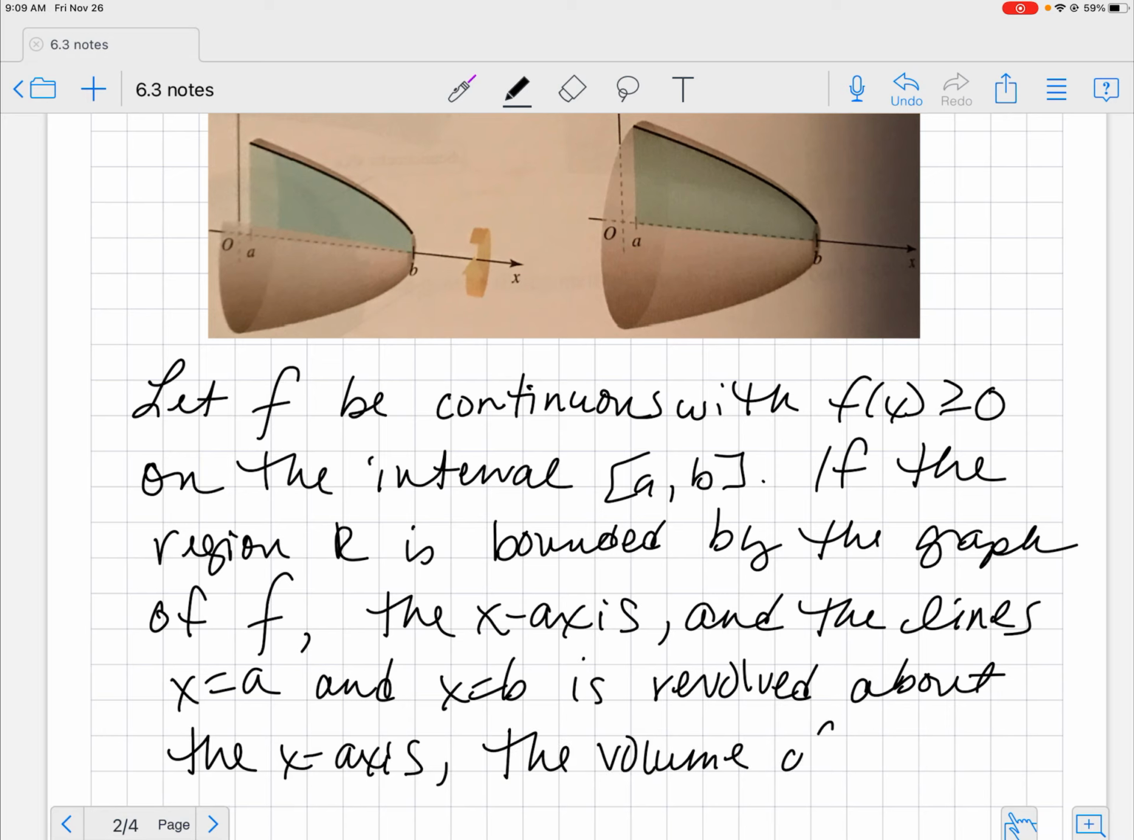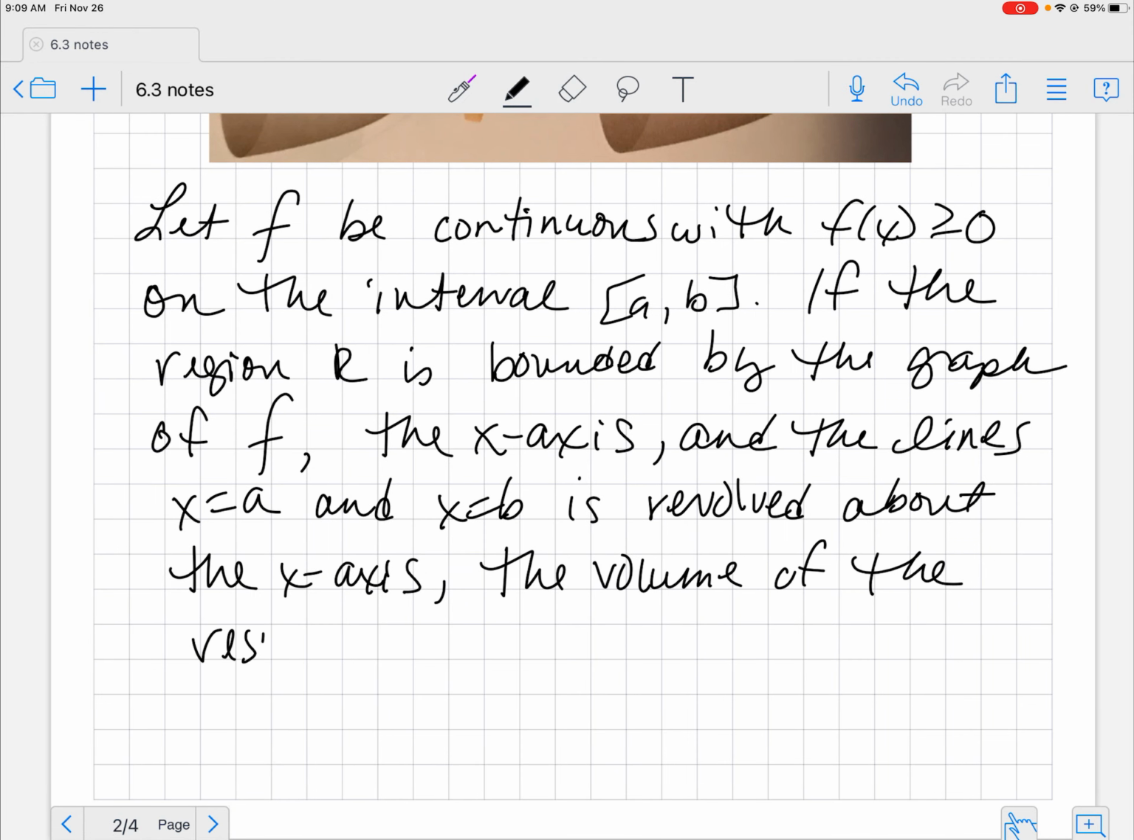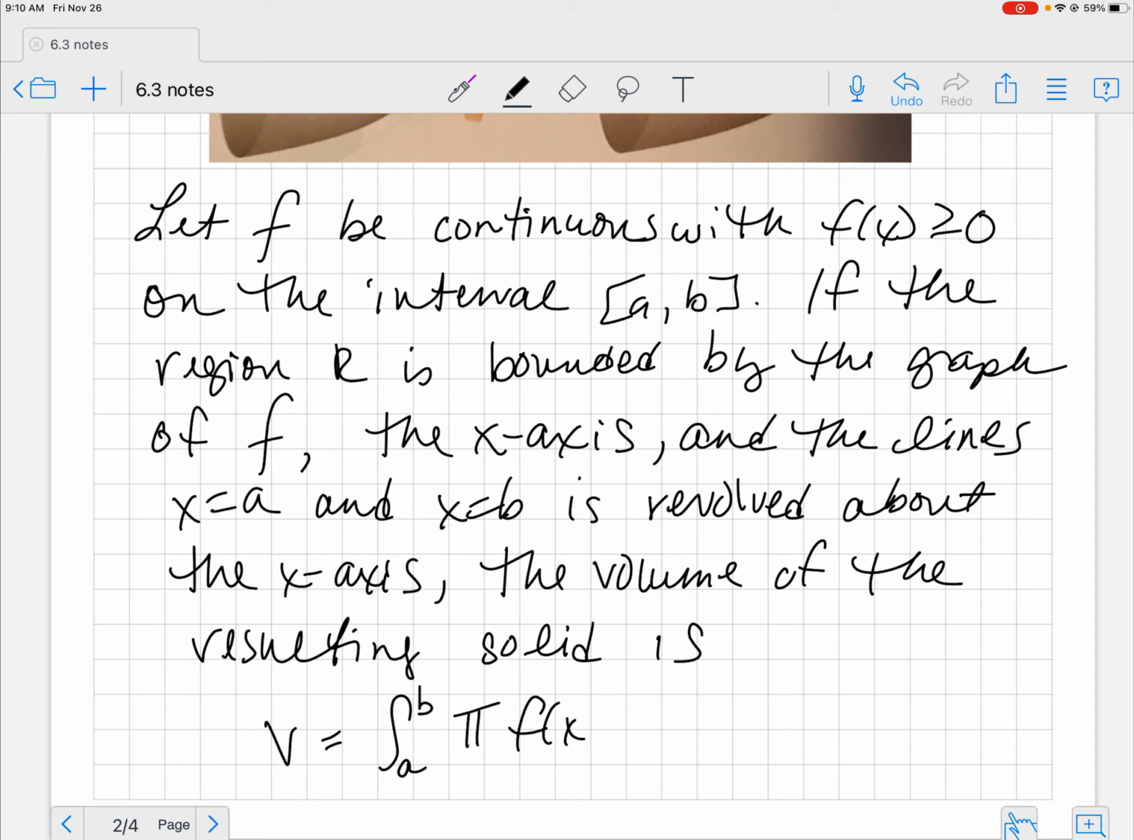The volume of the, let me scoot this up, resulting solid is, I'm going to go from A to B here, of pi f of x squared dx.